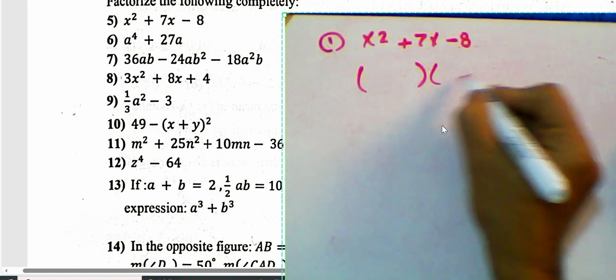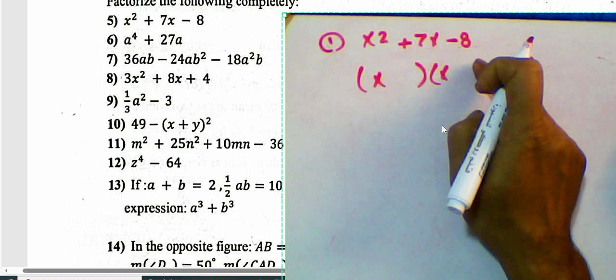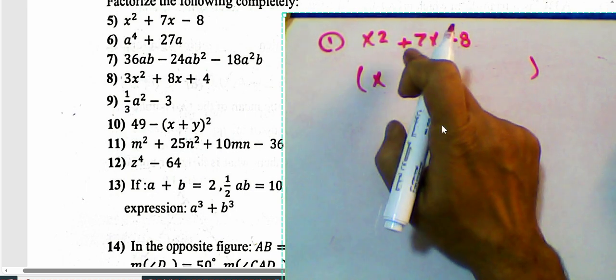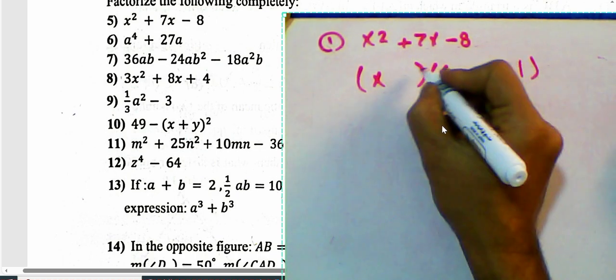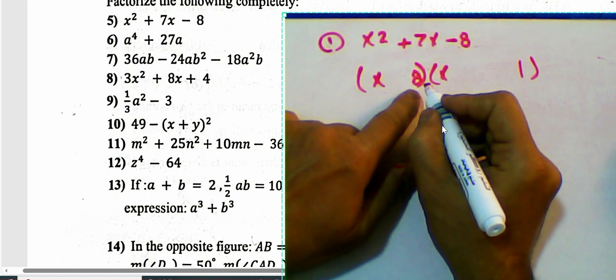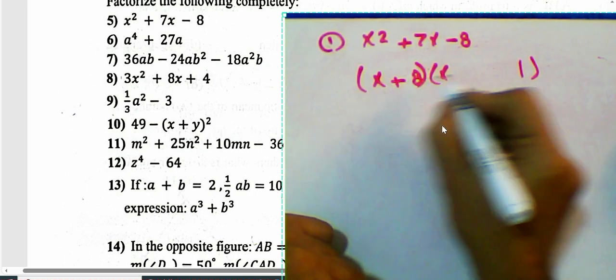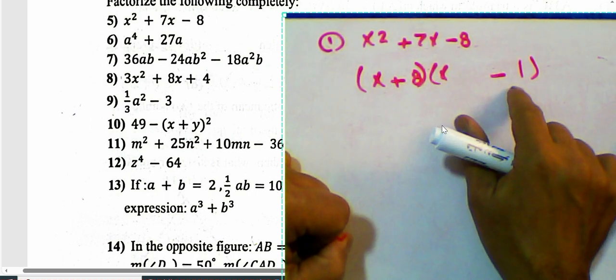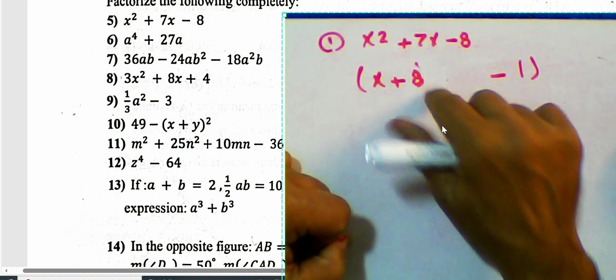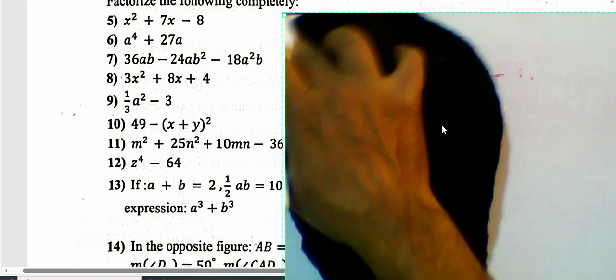We can factorize by opening two brackets. X power 2 is equivalent to x times x. We want two numbers, the product of them equal to 8 and the difference between them equal to 7. One product by 8. And the sign here, the greatest number will be in the middle. It will be positive and this number negative because 8 minus 1 equals 7. Okay, understood? So factorize this expression.